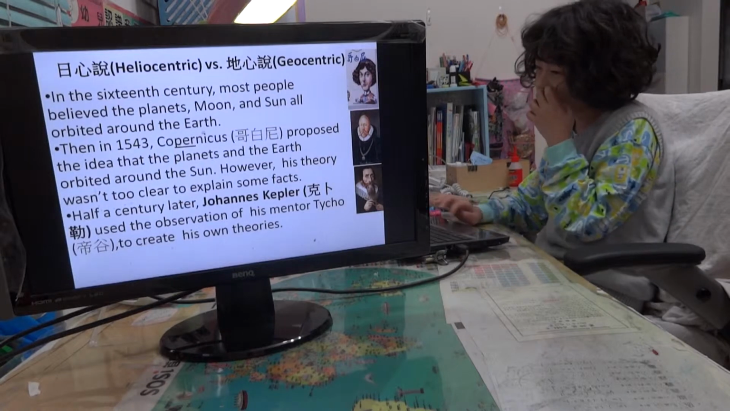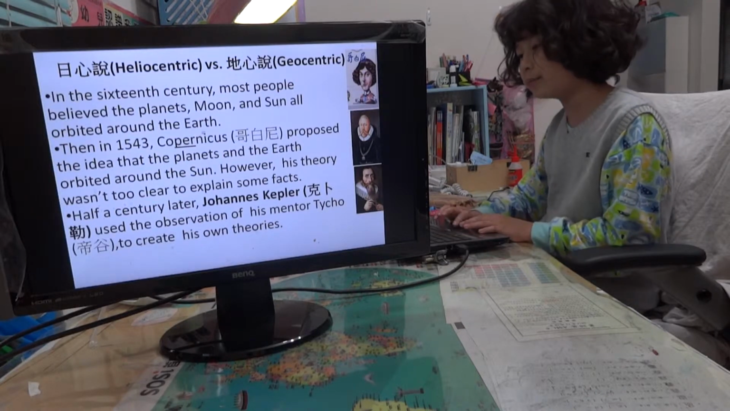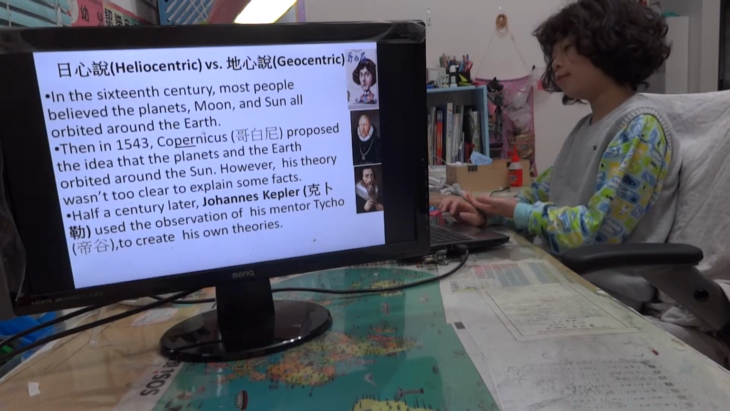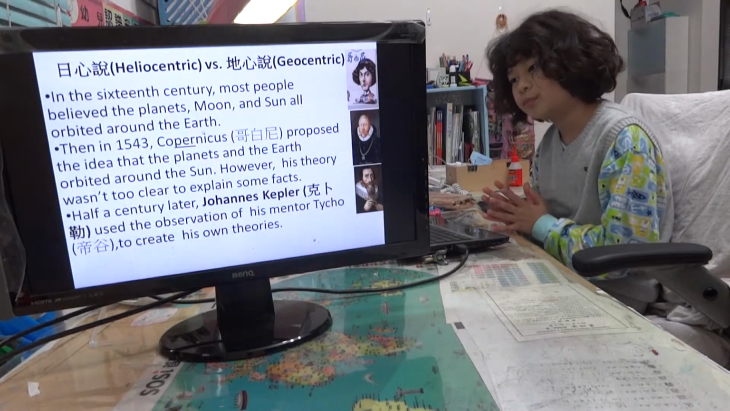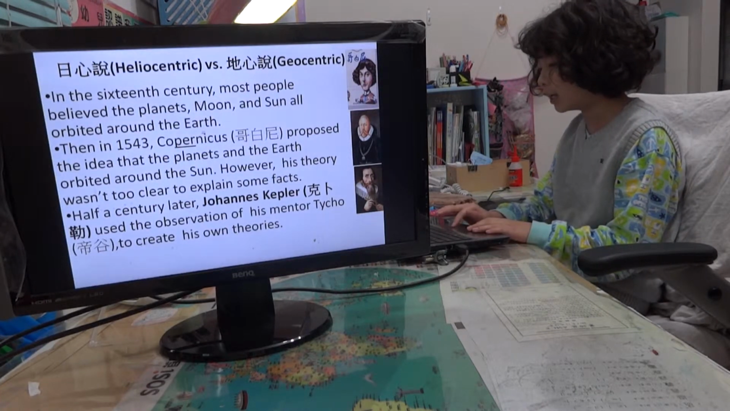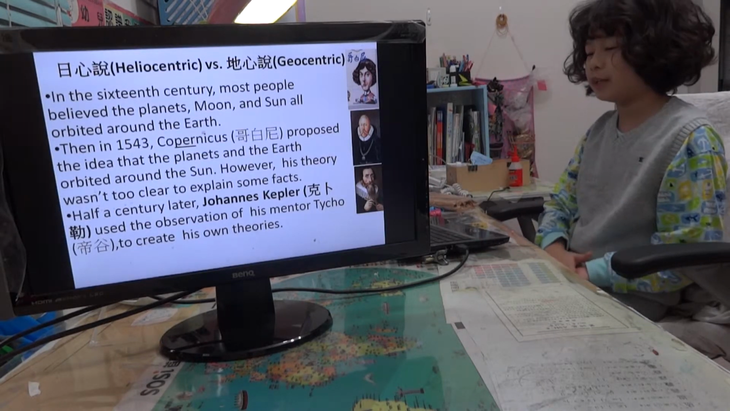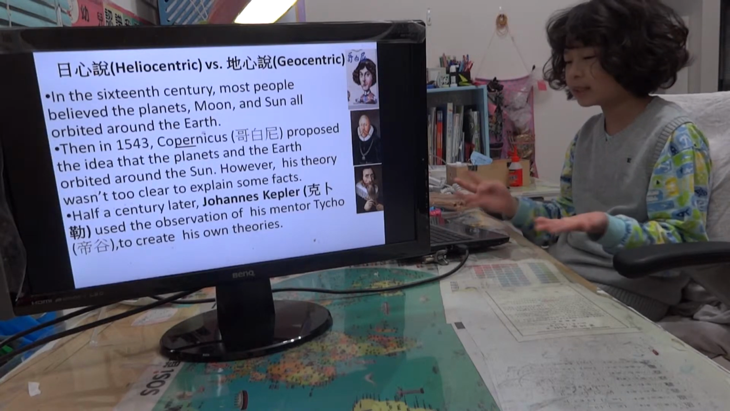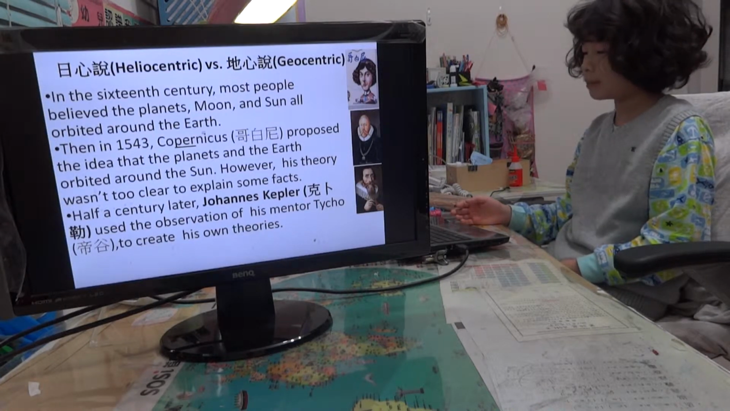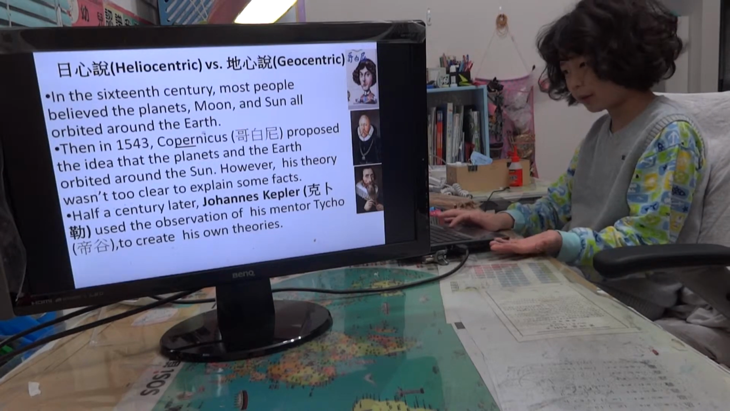What are heliocentric and geocentric models? In the 16th century, most people believed that the planets, the moon, and the sun all orbit the Earth. But in 1543, a man named Copernicus proposed the idea that all planets, including the Earth, orbit the sun. However, the theory was not clear enough about the facts. So half a century later, Kepler used observations from his mentor Tycho and other things, and he made his own theory.